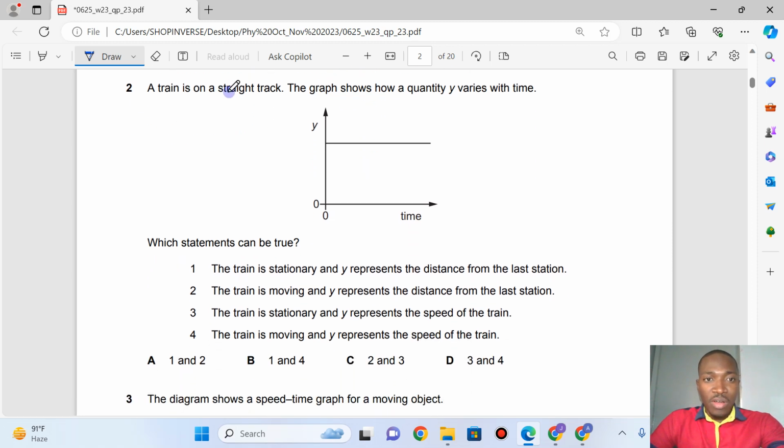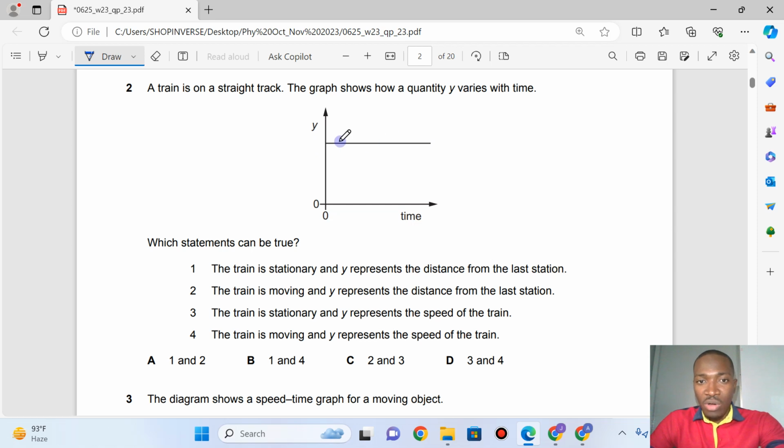Question number 2. A train is on a straight track. The graph shows how a quantity y varies with time. Which of these statements can be true? Let's look at the first one. The train is stationary and y represents the distance from the last station. If the train is stationary, then it means distance is not increasing with time. So drawing a horizontal line for a distance-time graph simply means distance is not increasing with time. So this means the train is stationary.